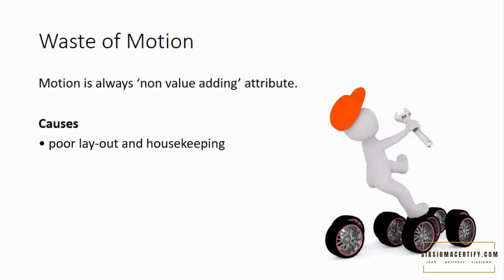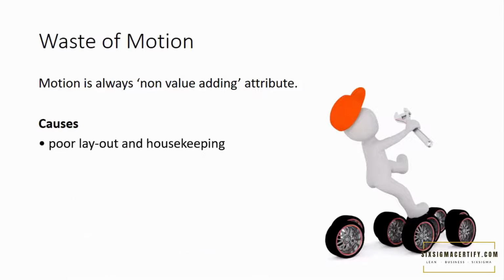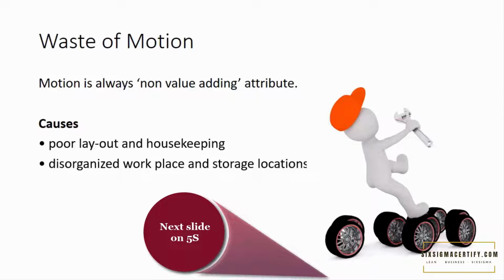The first is poor layout and housekeeping. The remedy for this cause would be good layout and good housekeeping. We will study separately about good layout in the Greenbelt course later. The second cause is disorganized workplace and storage locations, and this can be sorted out with the 5S.